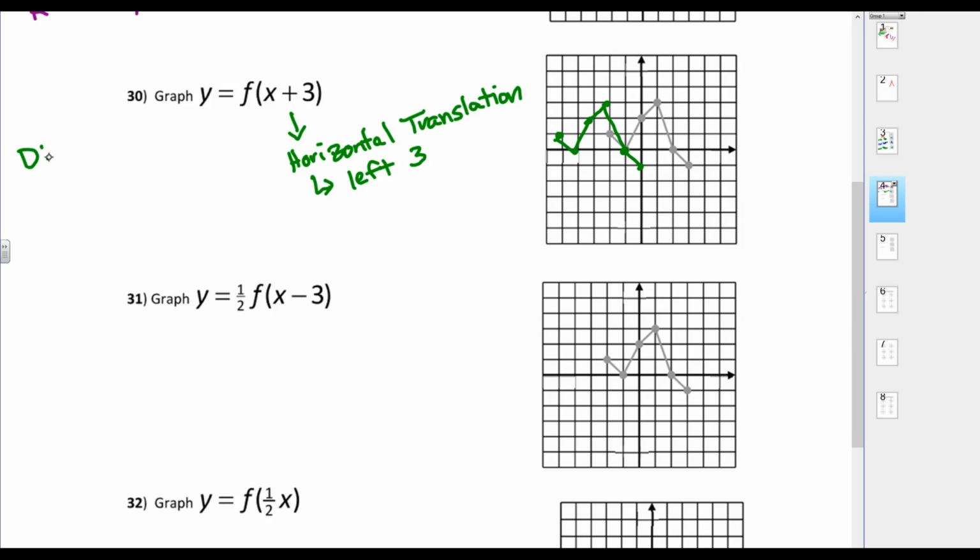My smallest x value is 1, 2, 3, 4, 5. -5 is less than or equal to x, which is less than or equal to now 0. And my range hasn't changed. My lowest y value is still -1. My highest y value is still 3.